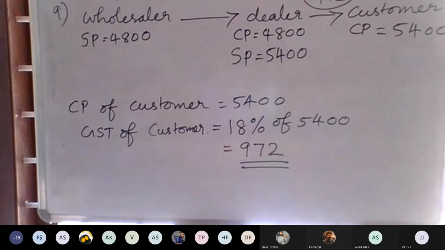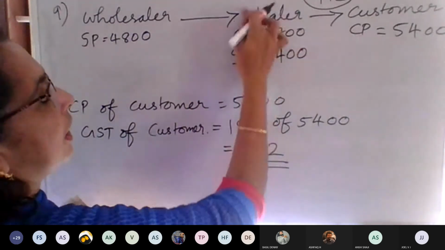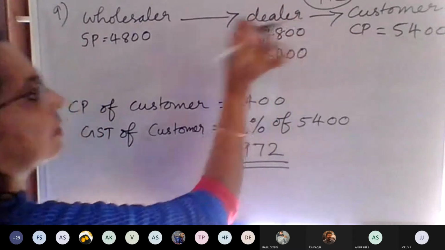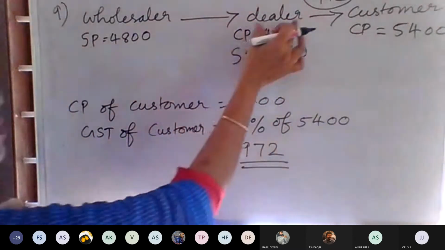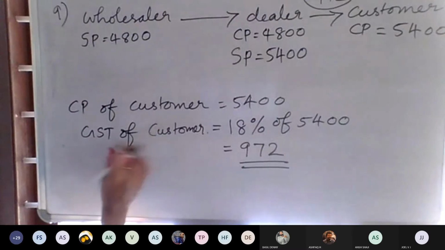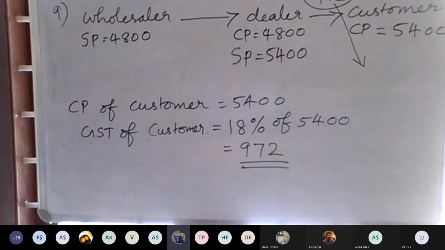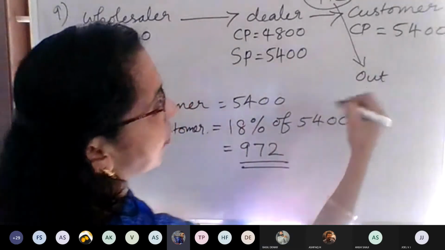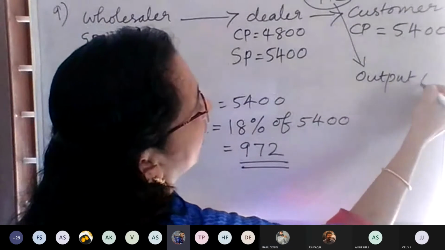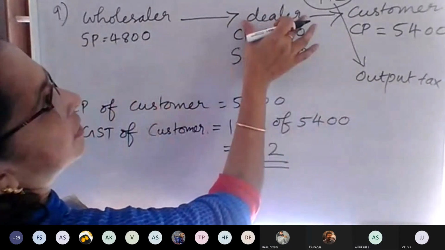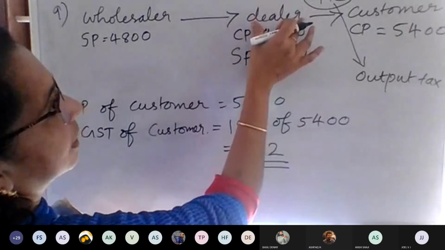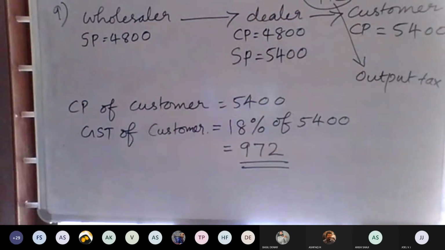The next step, we want to find out the amount of tax paid by the dealer to the government. So this GST, known as GST of the customer, is known as what? Output tax. The name of that is output tax. Output tax. This we want to find out: the tax paid by the dealer to the government.